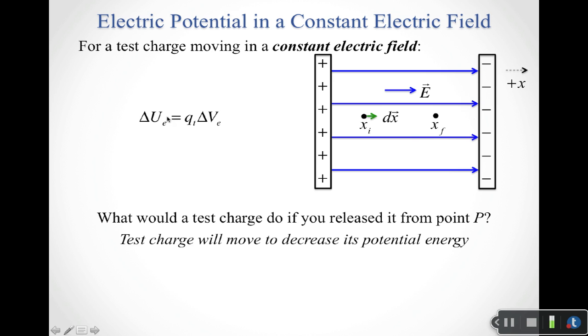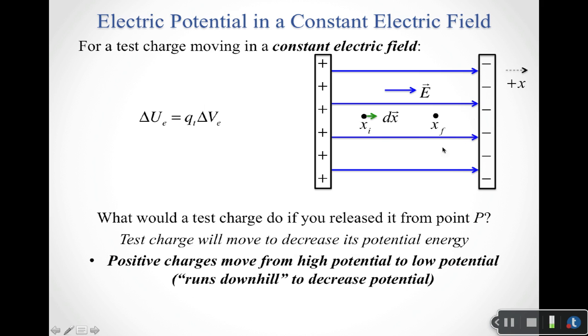Decreasing its potential energy means the left-hand side over here is negative. A positive test charge means that my charge term here is positive. So if I'm going to have a negative over here, I have to have a negative over here. If that term's positive, then I have to decrease the potential. So I decrease the potential by moving with the electric field. Sure enough, this tells me that positive charges are going to move from high to low potential. Positive charges will run downhill to decrease their potential, in order to decrease their potential energy.